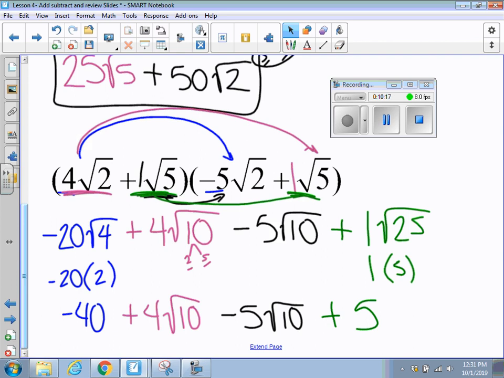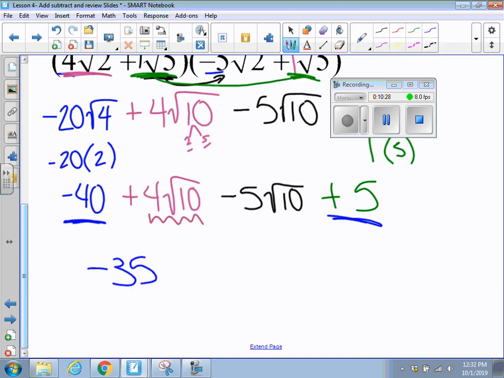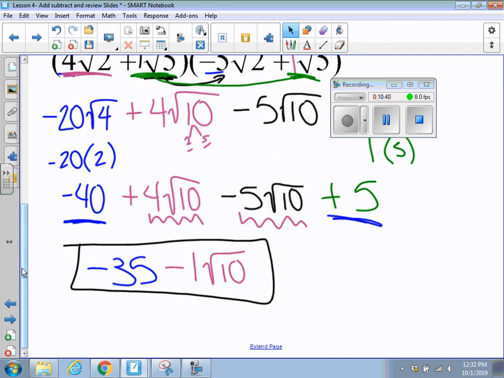So I've simplified, and now I'm going to combine like terms. Well, my only like terms are my constants, negative 40 plus 5 to get negative 35. And 4 square root of 10 minus 5 square root of 10. Well, 4 square root of 10 minus 5 square root of 10 is going to get me a minus 1 square root of 10, or just minus square root of 10. You can leave it like this or erase the 1, but you need to have the minus sign.